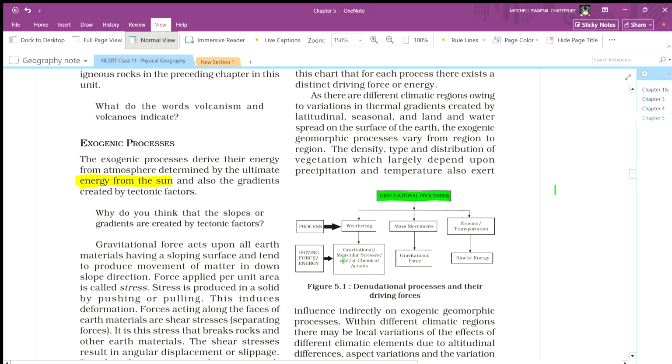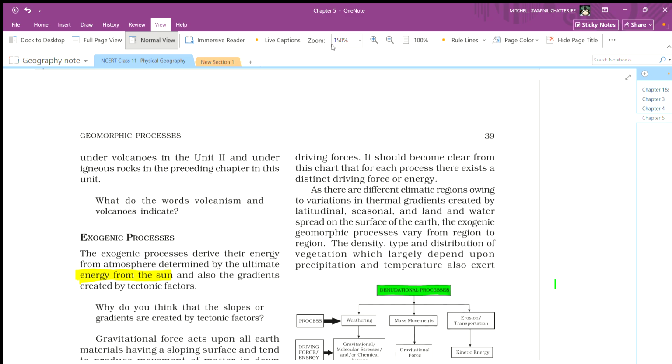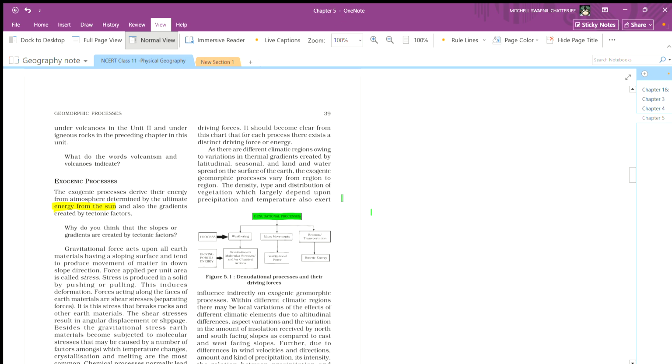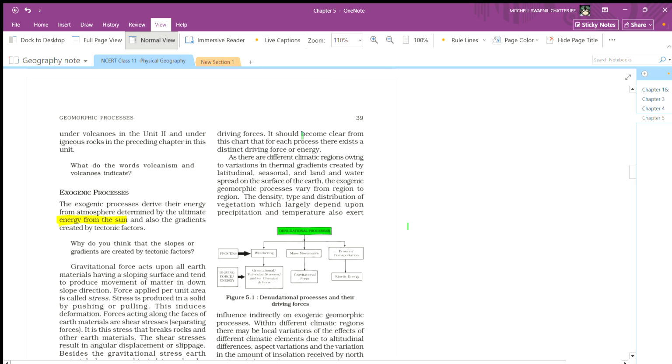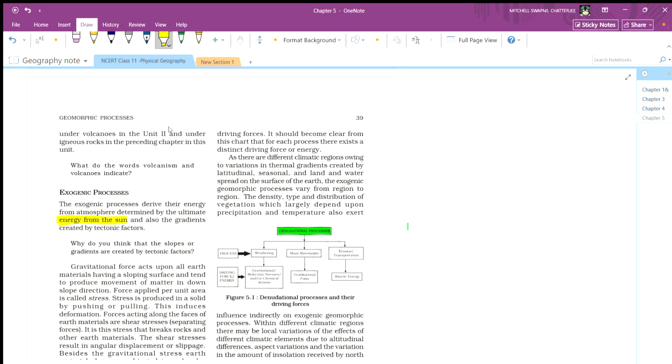Gravitational, molecular stresses and chemical action are the driving forces behind weathering. So what is the driving force behind mass movements? It's gravitational force. The last one, erosion and transportation, is kinetic energy. It should be clear from this chart that for each process there exists a distinct driving force or energy.